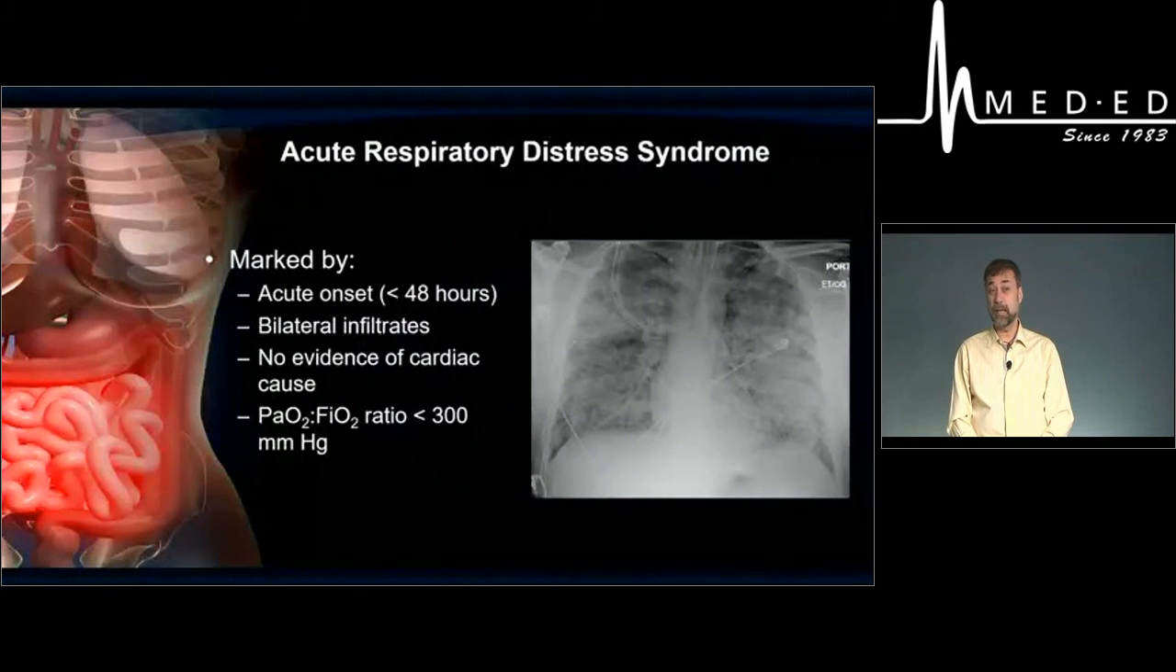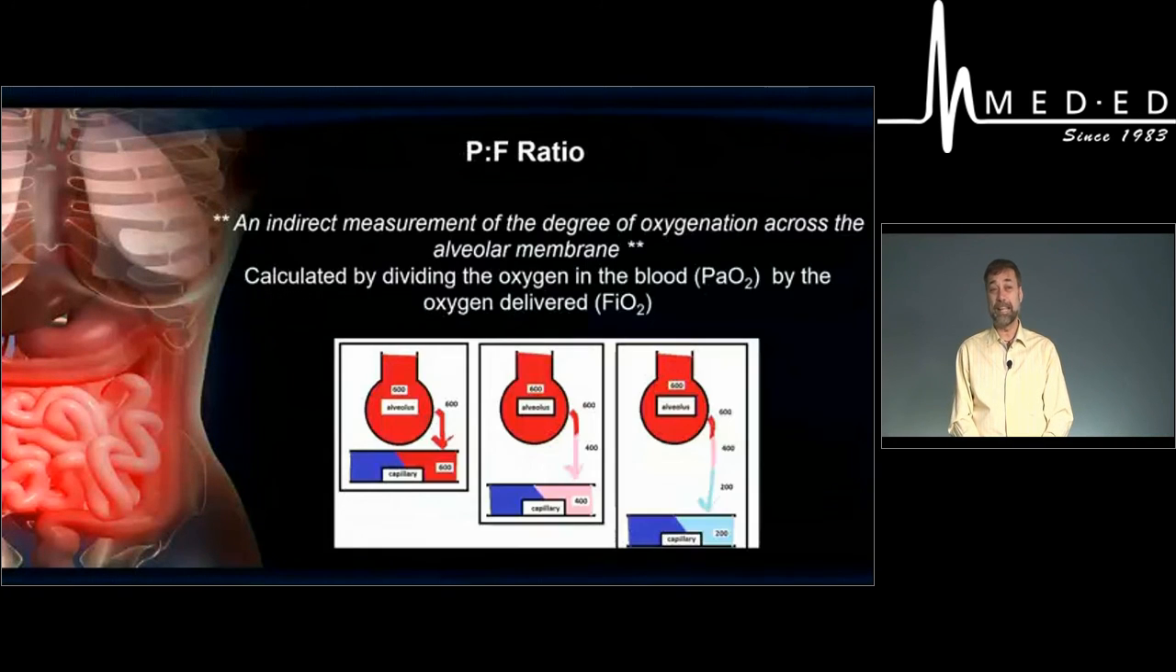And then the patient may have a PF ratio less than 300. Now, for those of you who don't work critical care, PF ratio may be a very unfamiliar term to you. So let's talk about the PF ratio. The PF ratio is a ratio of the patient's PaO2 to their FiO2. Said differently, a PF ratio is kind of an indirect measurement of how much oxygen is able to cross the alveolar membrane. So what we're doing in a PF ratio is we're looking at the amount of oxygen we give the patient, that's their FiO2, and we compare it to the amount of oxygen in their blood. That would be the PaO2.